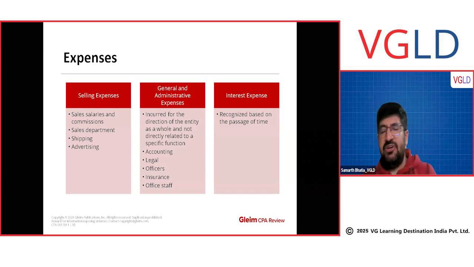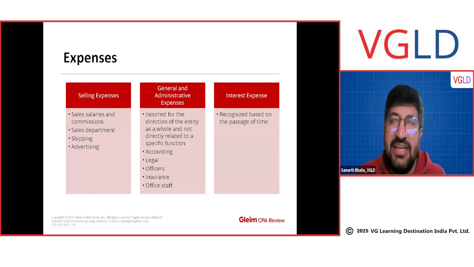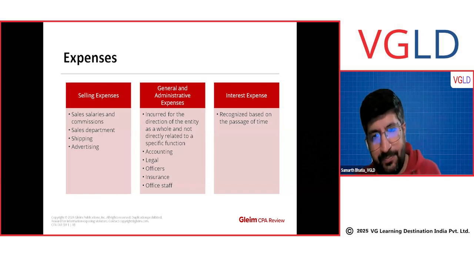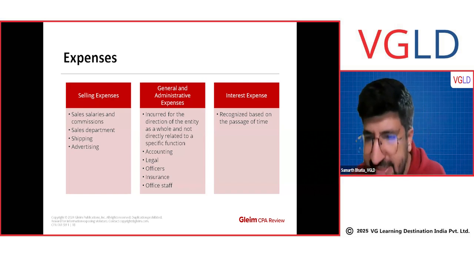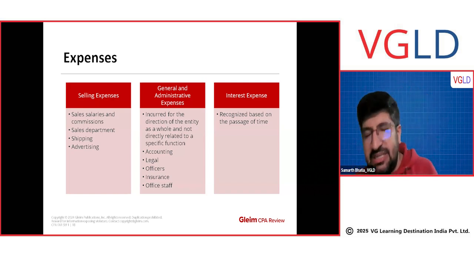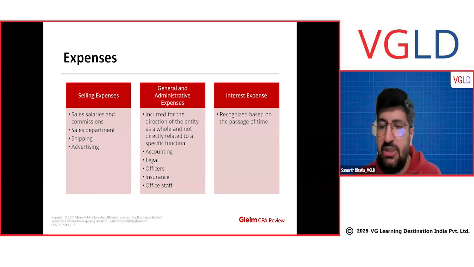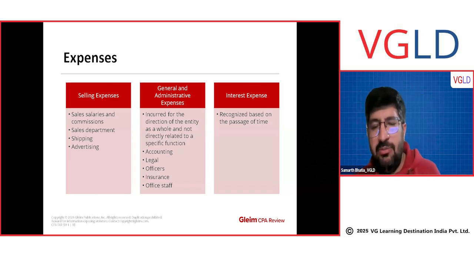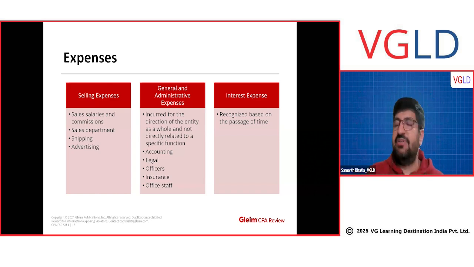We have to pay an accountant. We have to pay the auditors. We have to pay the legal staff. This all will come under the G&A expenses. And finally, the interest expense is recognized based on the passage of time. Whatever interest we are paying on the loan, or on the bonds, all of that comes under the interest expense.